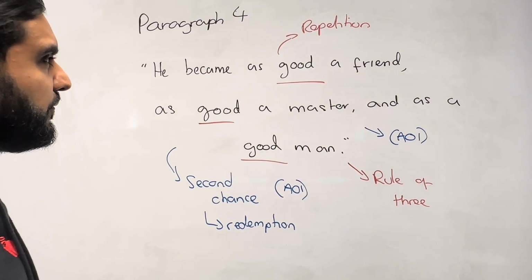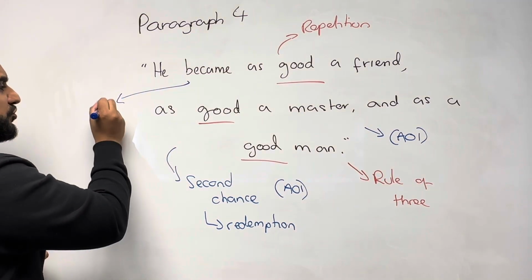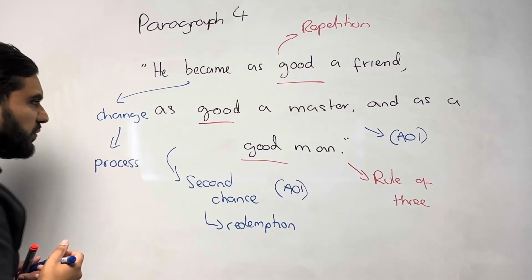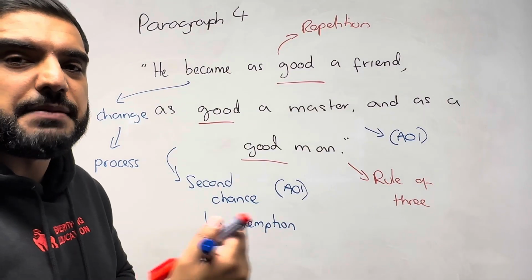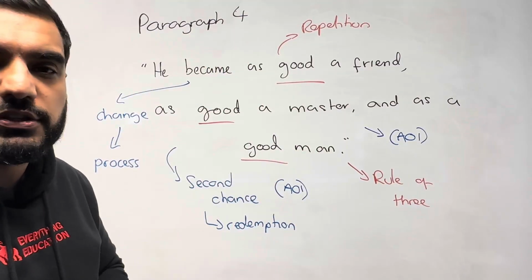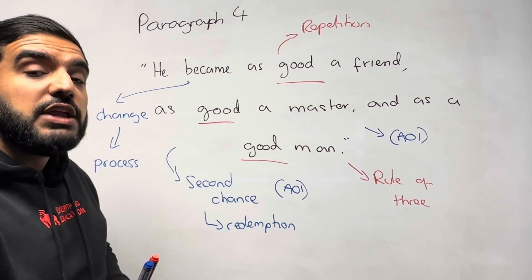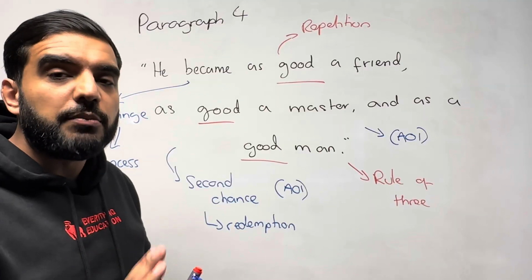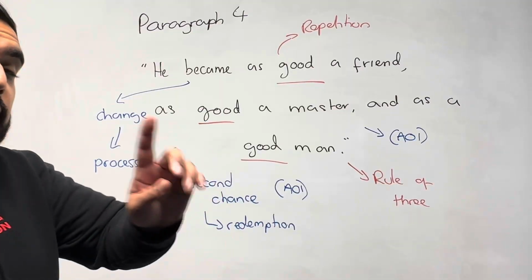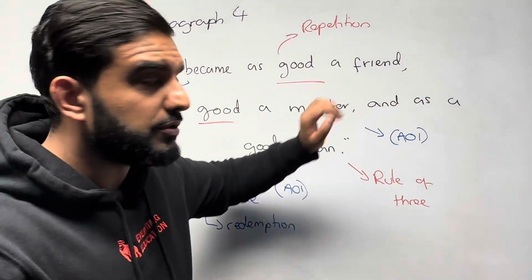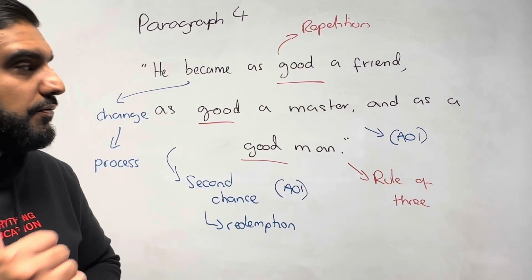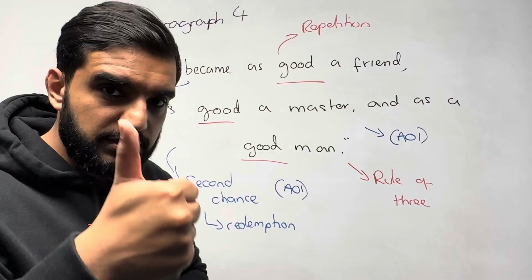Now, guys, for me, the first thing I want to talk about is the idea of change, and change being a process. That's what we can infer from the word became. No one's born like this. No one's born perfect. We realize the importance of allowing people time to change. It's a process, so let them go through that process. And then there's 3 parts to the process. He became a good friend, he became a good master, and he became a good man. Friend, master, man.